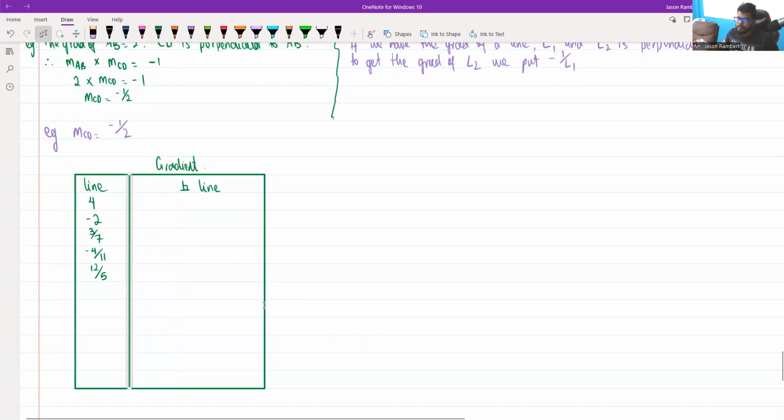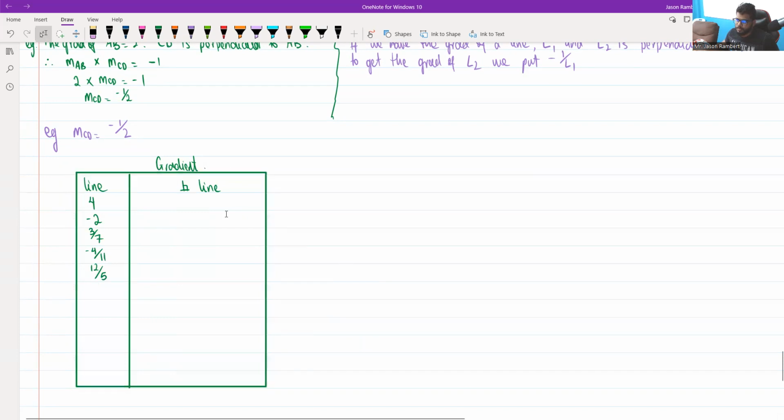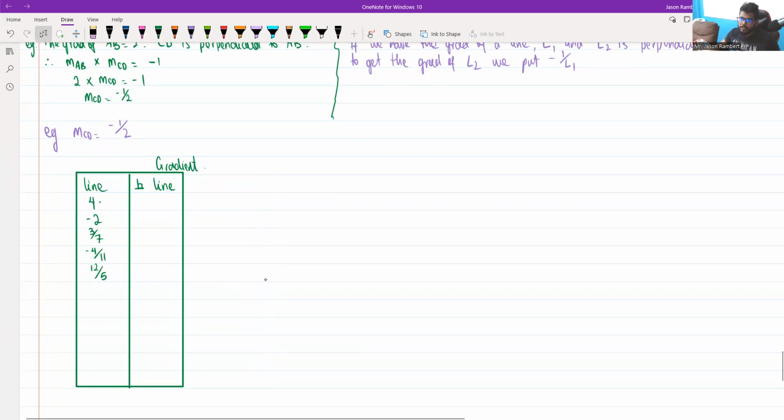And this is what we're doing. All we're doing is putting -1 over each of these numbers here. So for example, for the first one, if I have a line that has a gradient of 4, the gradient of a perpendicular line to that will be -1 over 4. The gradient of a perpendicular line for the second one is going to be -1 over -2, which is 1 over 2. Are you getting it yet?